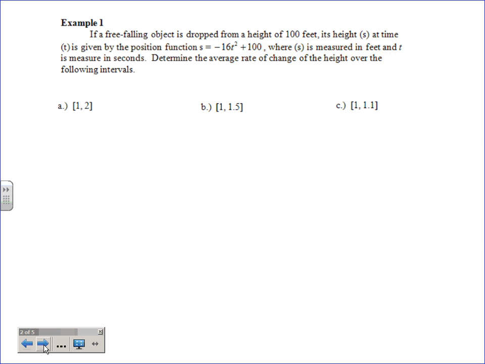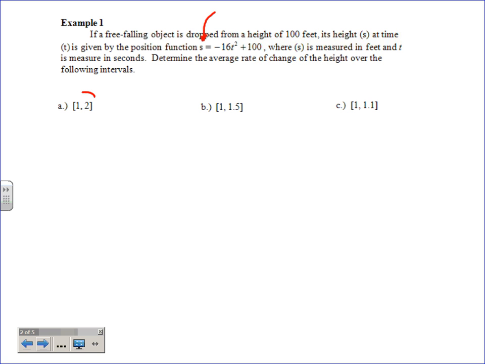So there's a free-falling object, dropped from a height of 100 feet. Its height s at time t is given by the function, and that's an accurate function, by the way. You'll learn how to get that in a little bit. That s, or s of t, s at any given time, is negative 16t squared plus 100. That, believe it or not, takes into consideration gravity and everything for you. Where s is measured in feet, t is measured in seconds. What's the average rate of change over the interval?